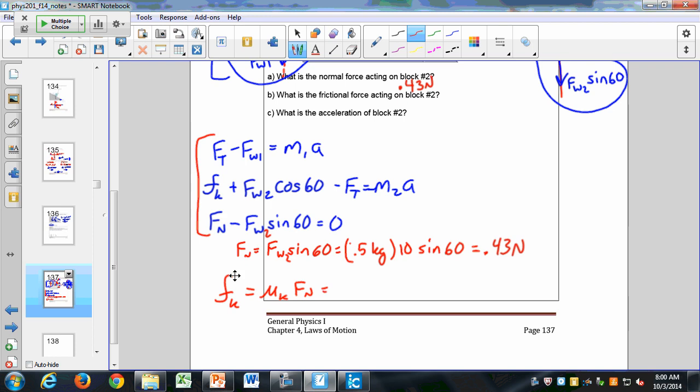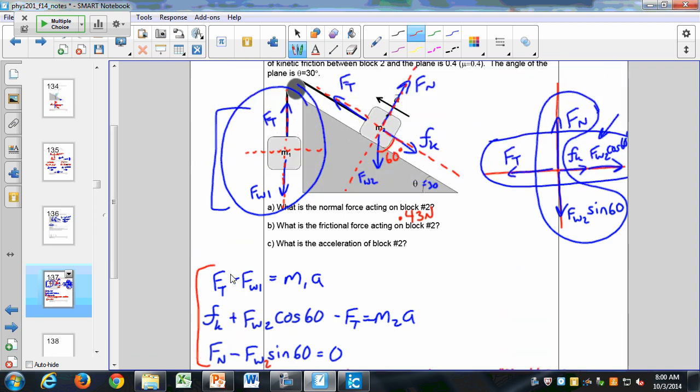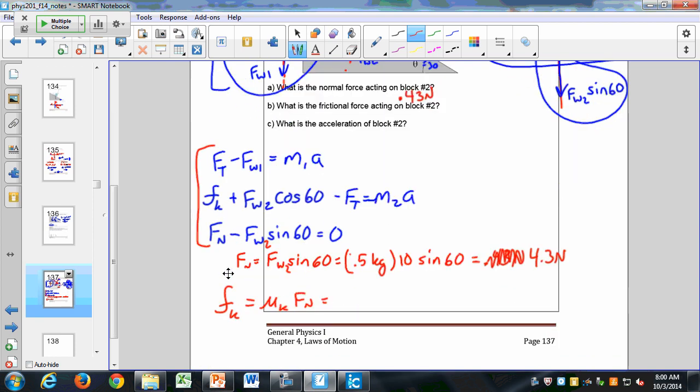What is the mu for this question? I don't think it would be 0.43. It's 4.3. Oh yeah, you're right. All right. What is our coefficient here? You could use the normal force and multiply it by the given mu k to find the frictional force. Right. Yeah. What is our mu k? It's 0.4. Yeah. So it's 0.4 times 4.3, and that's equal to 1.7 newtons. All right. So that's part B.